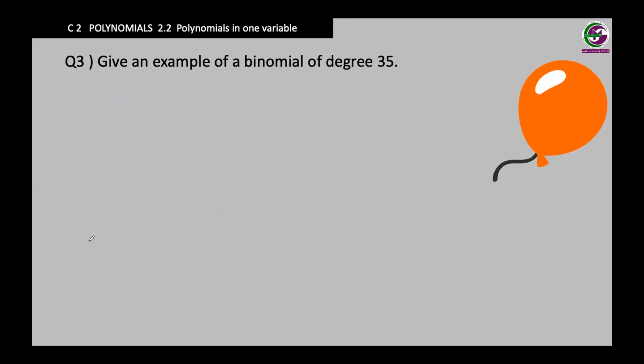Question 3 now. Give an example of a binomial of degree 35. Any example with degree 35. So first of all, you can use any variable with power 35. You can write any number as you wish with it. That's it. You can even have more terms if you wish. So 7x power 35 minus 11x squared. This is a binomial because you have only 2 terms and the highest power is 35, so the degree is 35.